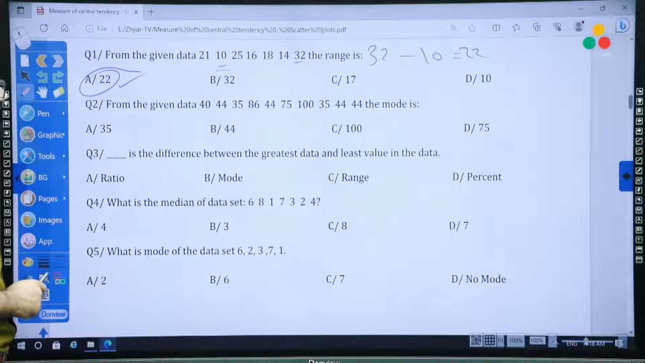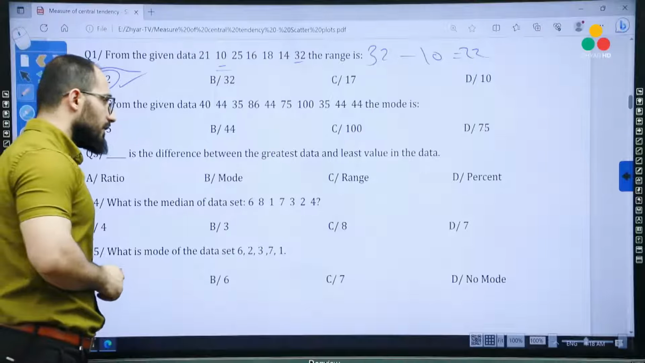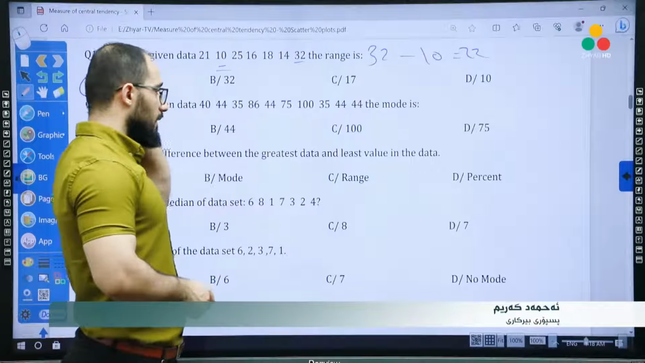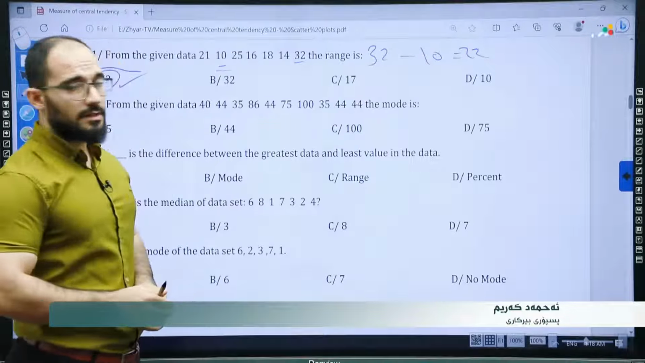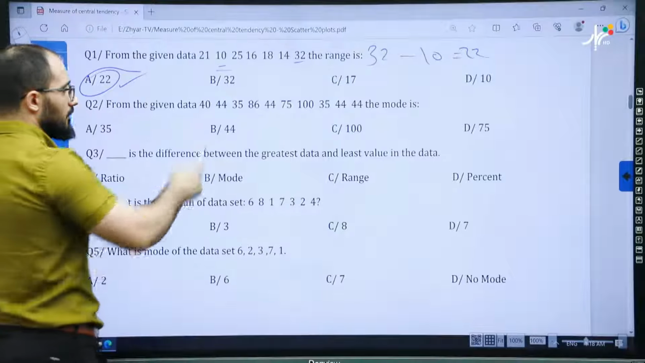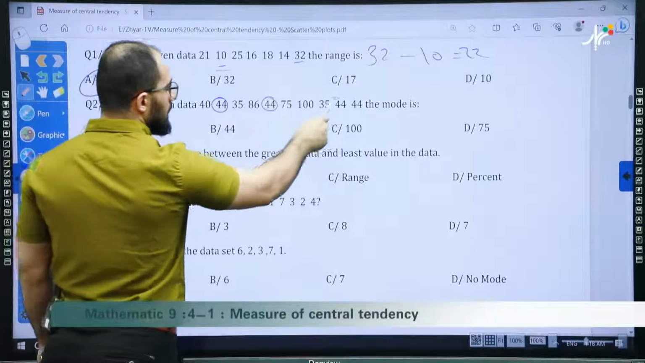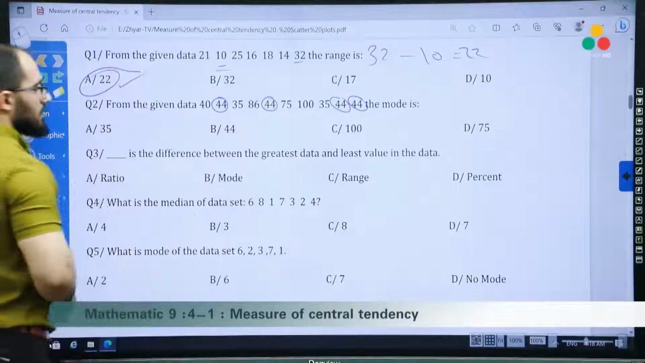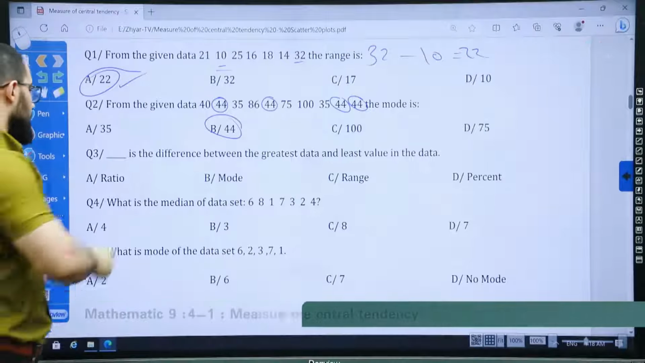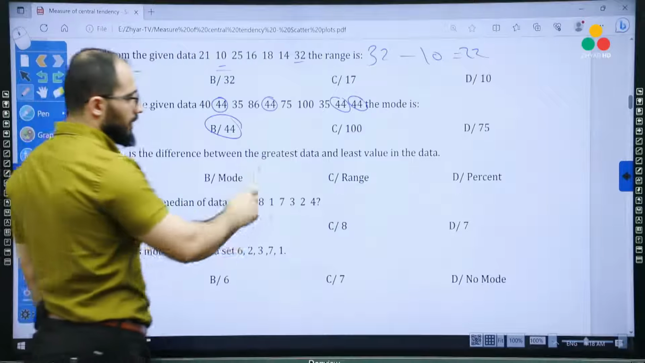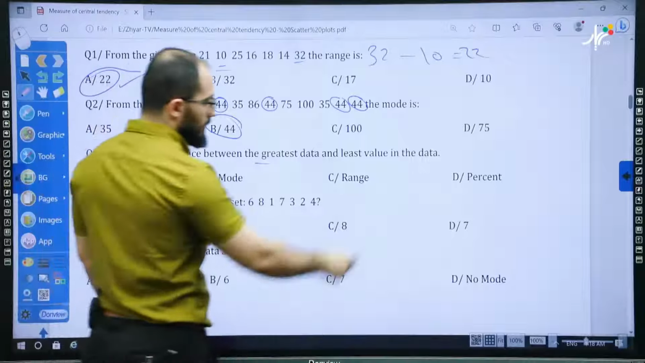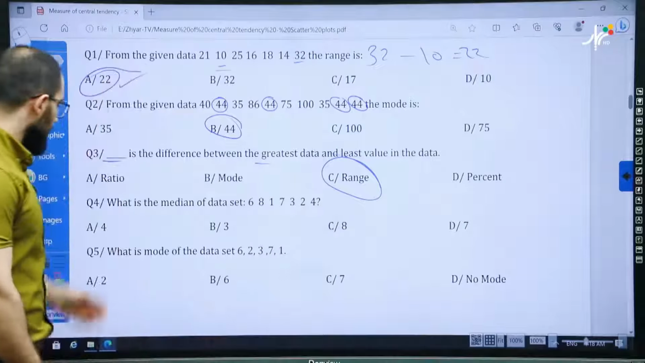Question 2. From the given data 40, 44, 35, 86, 44, 75, 100, 35, 44, 44, find the mode. Which number is repeated more frequently than the others? It is 44, repeated 4 times. So B is the correct answer. Question 3 is the definition. Dash is the difference between the greatest data and the least value in the data. So it is range.